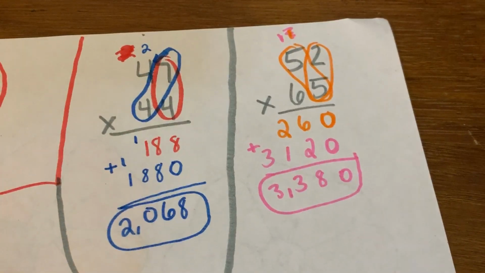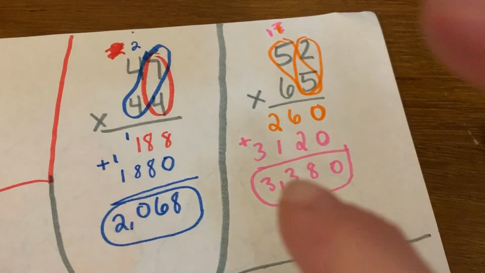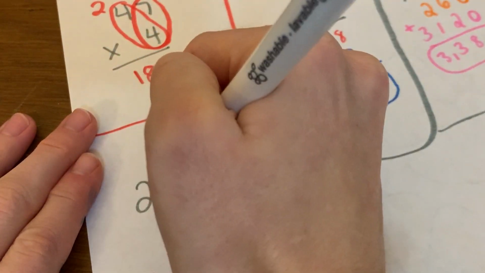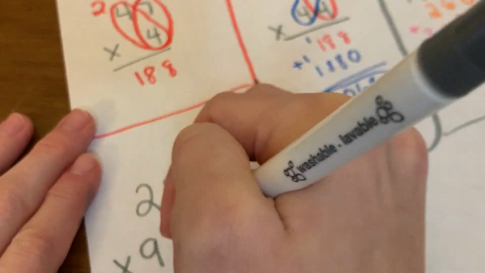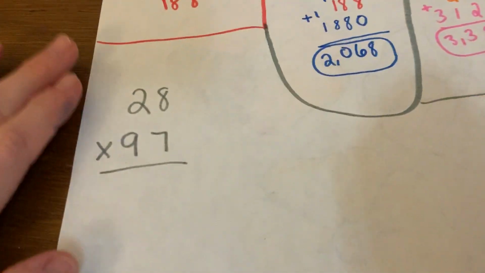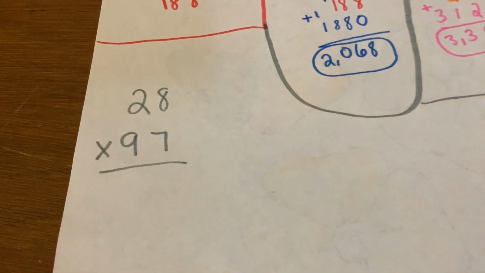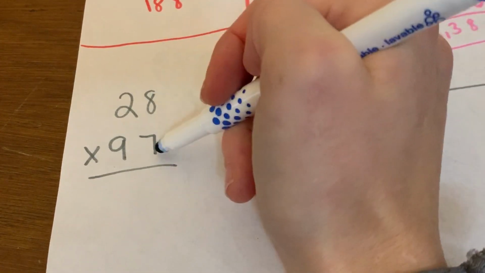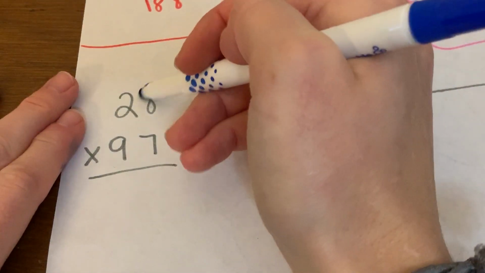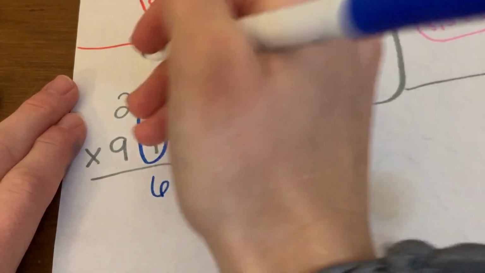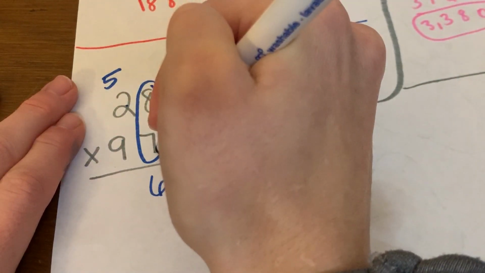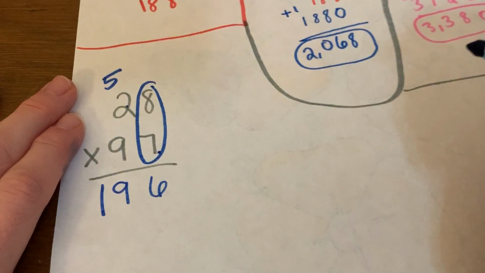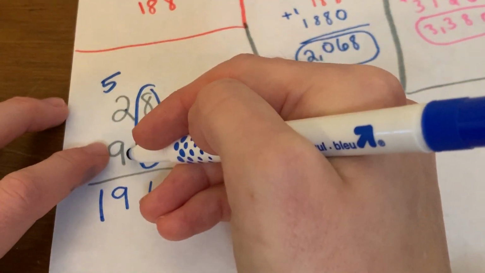All right, let's go ahead and try one more, and then I'll give you a word problem. Okay, let's do 28 times 97. All right, give that one a go. All right, first, you can cover that up if you want to. 8 times 7 gives me 56, carry my 5. 2 times 7 gives me 14, plus 5 more gives me 19. Moving on to the tens place.